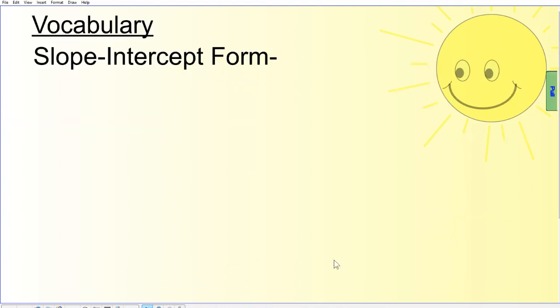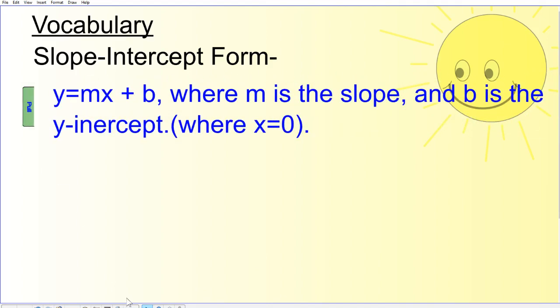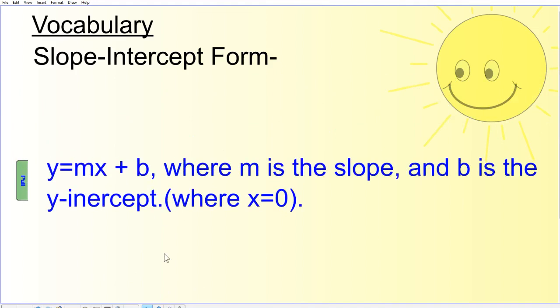So, our vocab word, slope-intercept form, well, that's it. Slope-intercept form is this equation right here, that you will find on your formula sheet entitled slope-intercept form. And it says where m is the slope of the line. They won't tell you that in the formula sheet, and b is the y-intercept. They also will not tell you that on the formula sheet. You've got to know where the slope is and what the intercept is.